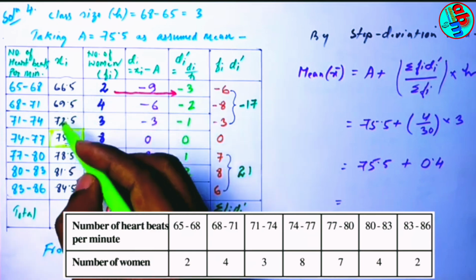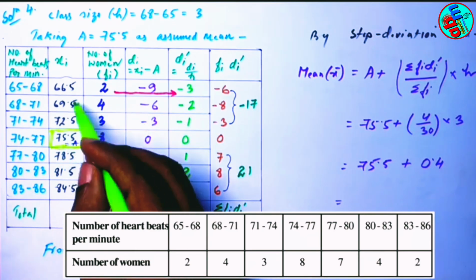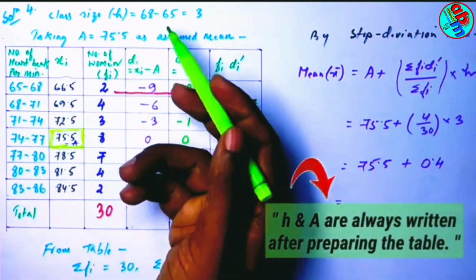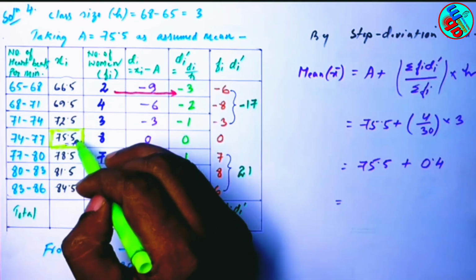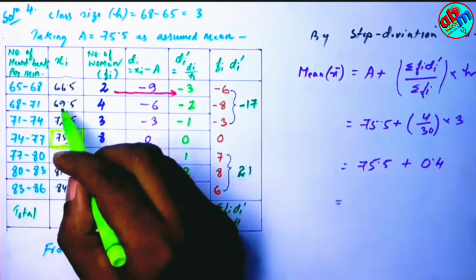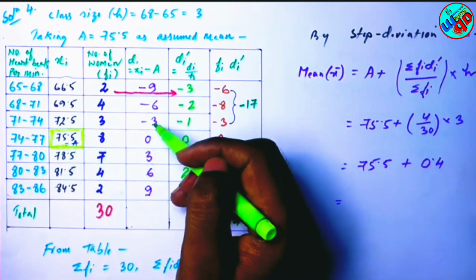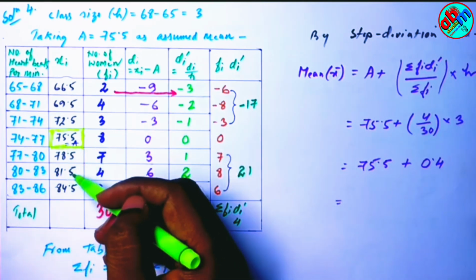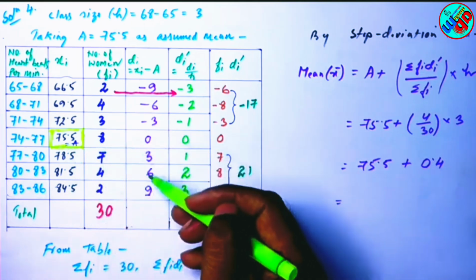And we have chosen 75.5 as our assumed mean, and the class size, 68 minus 65, is our h value 3. And we have found our di, which is xi minus a. 66.5 minus 75.5 is minus 9, and so on. 69.5 minus 75.5 is minus 6. 72.5 minus 75.5 is minus 3. Here it is 0. 78.5 minus 75.5 is 3. 81.5 minus 75.5 is 6. 84.5 minus 75.5 is 9.